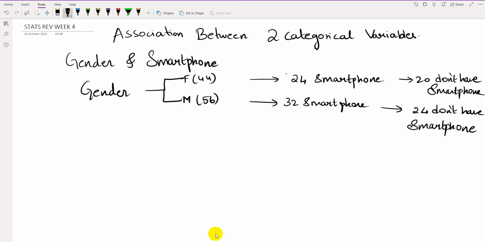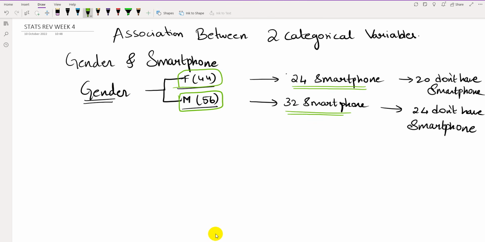So this is the data which we have divided on the basis of gender. We have considered female and male, where there are 44 females and 56 males, out of which we have collected the data on the basis of the smartphone. We could see that there are 24 females who have a smartphone and 20 who do not, and 32 males have a smartphone and 24 do not.